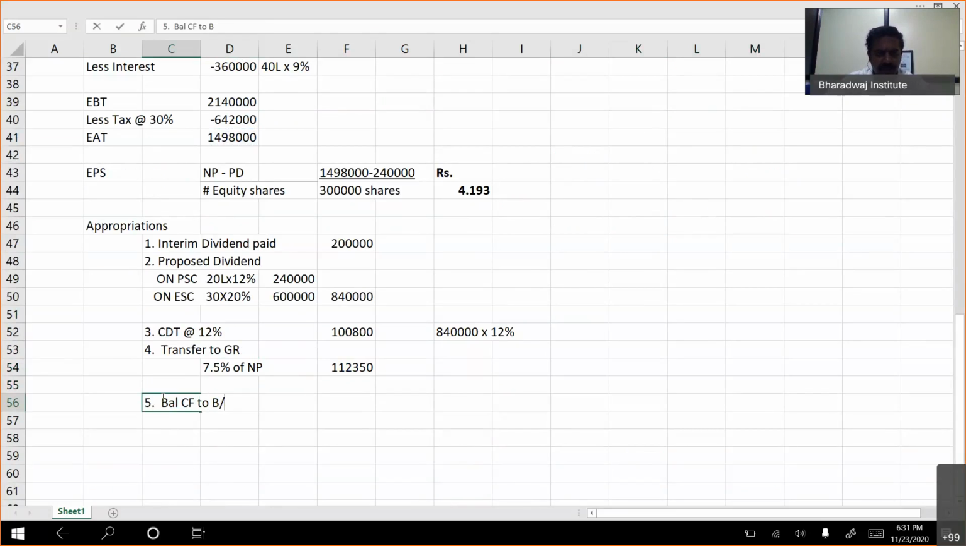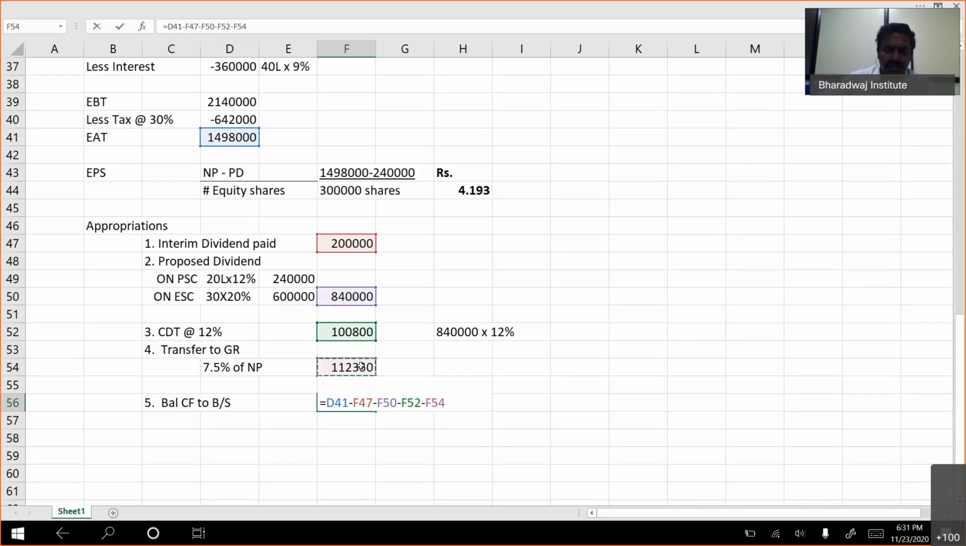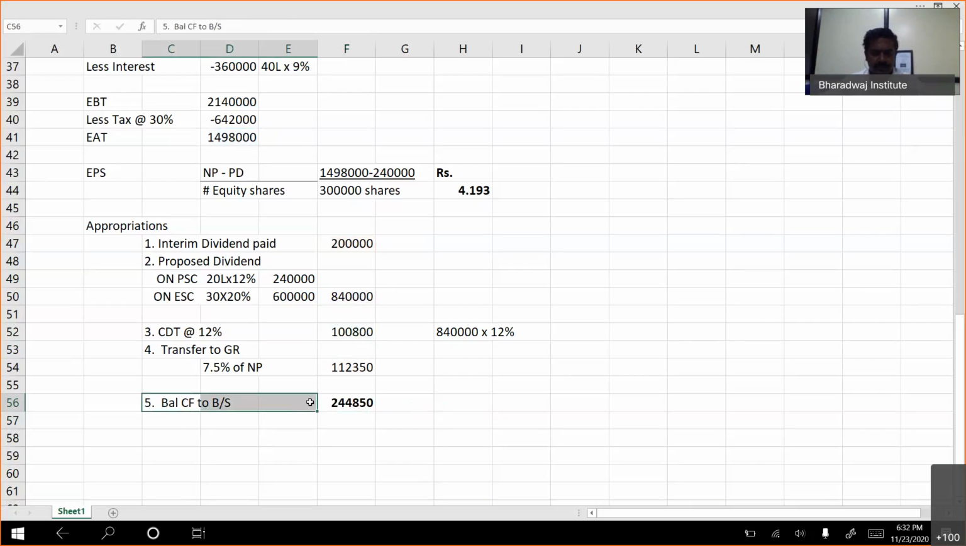Balance carried forward to balance sheet will be, what is our profit after tax? 14,98,000 minus 2 lakhs minus this proposed dividend minus CDT minus transfer to general reserve. This much will be transferred to balance sheet. So net profit minus various amounts is transferred to balance sheet.